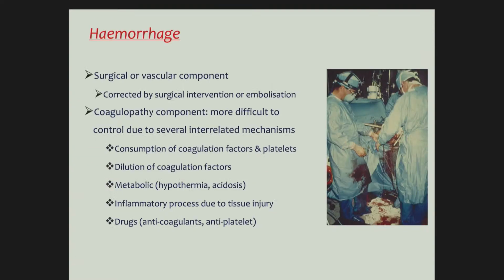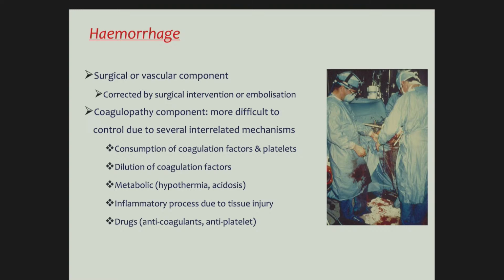As you know, hemorrhage can have two different components. It can have a surgical or vascular component, which can usually be corrected by surgical intervention or embolization of that particular vessel. The more difficult one to control is the coagulopathic component, and that's due to a number of interrelated mechanisms.